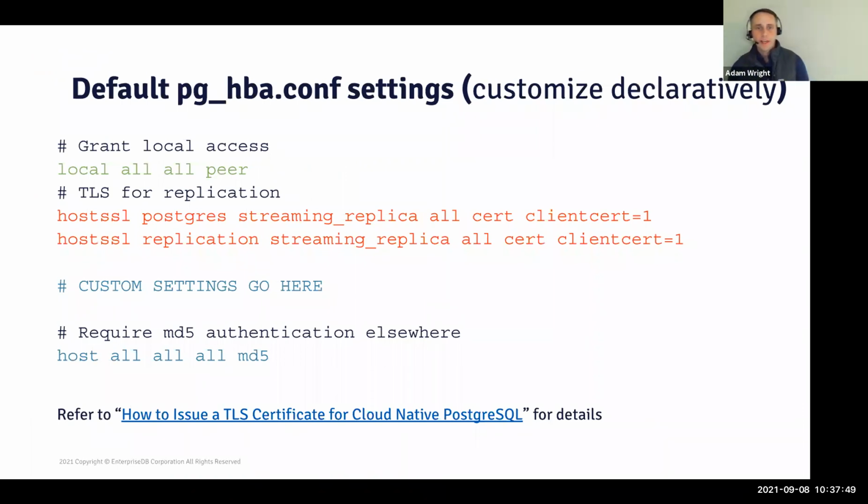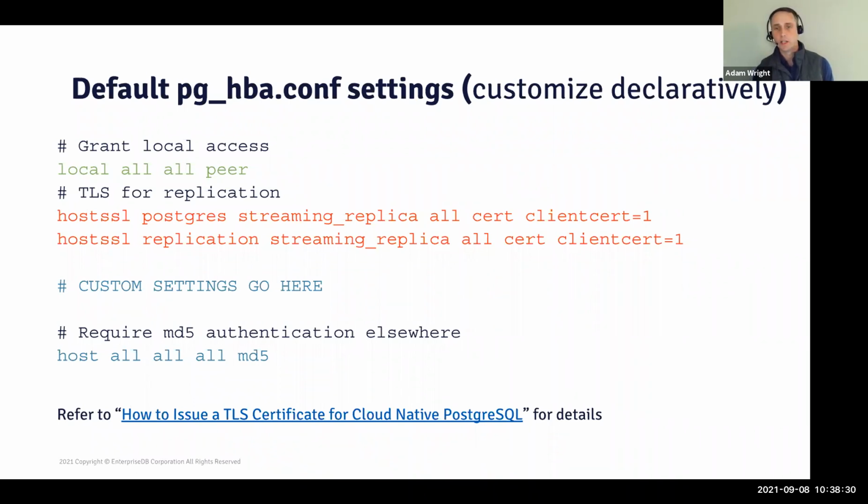Default PG HBA settings. Again, we're talking about doing security in layers for Postgres, the host-based access. This can be customized declaratively. This is the default configuration, but if you know the IPs within your Kubernetes cluster, you could say, hey, only this IP can connect. You can change the storage type for the password, MD5. You can use other methods as well. And you could also use TLS certificate authentication if you wanted to.